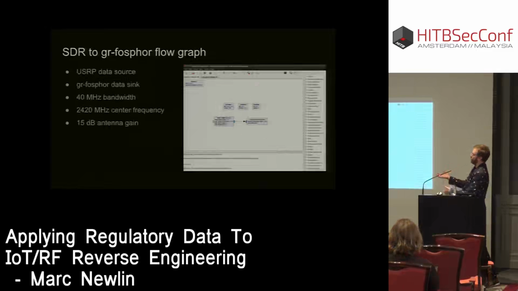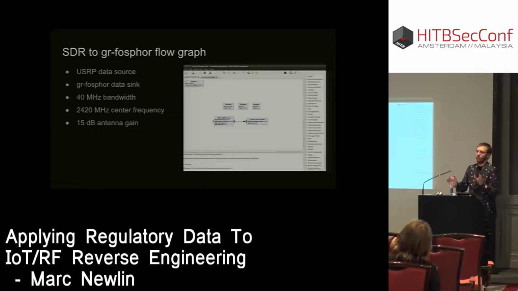This is a very simple flow graph, which has our input from the software-defined radio and an output to gr-fosphor. This is all you need to get up a spectrum visualization tool and visually verify that the information we got from the FCC documentation appears to be accurate. In this case, we're camped at 2420 megahertz, looking at 40 megahertz bandwidth, because we think that there are 34 or 67 channels, but we don't know, is it hopping or not? Where does it lie in the spectrum? We want to look at as much as we can so we can quickly see what's going on.